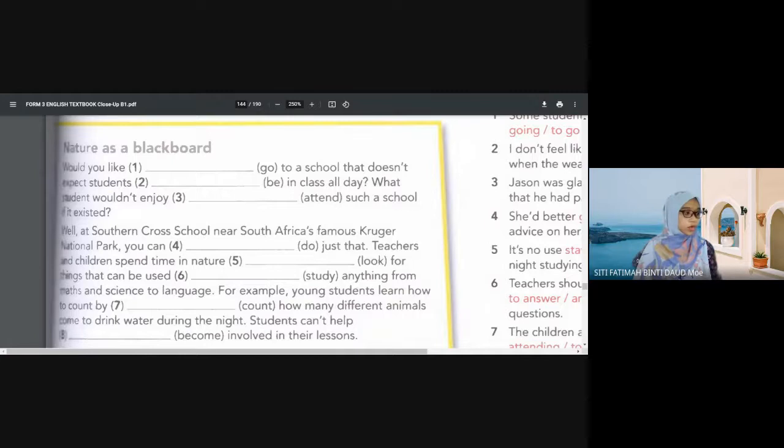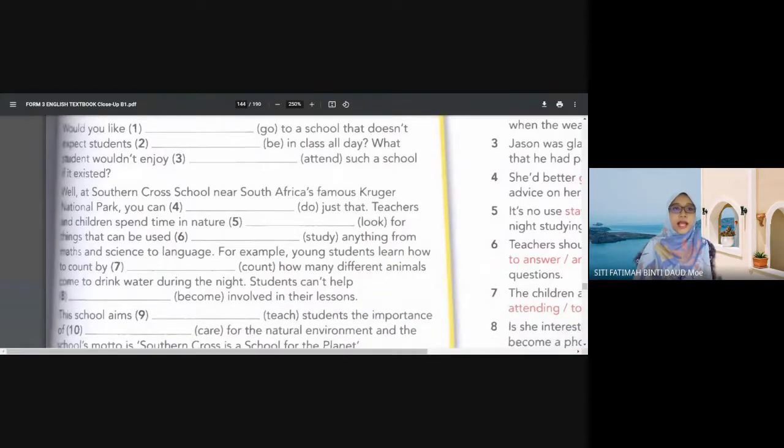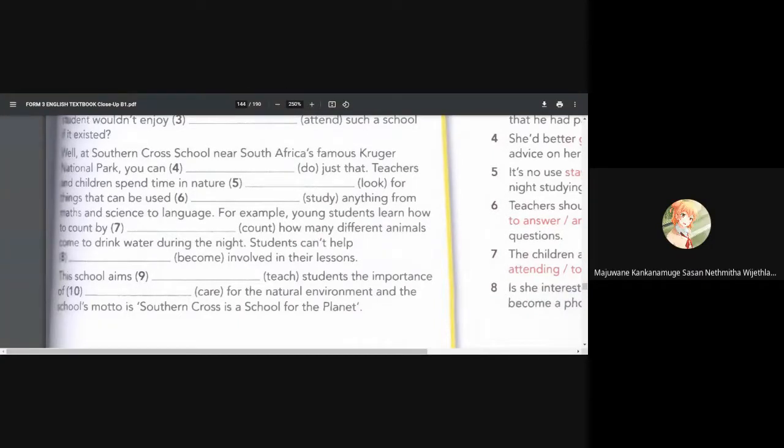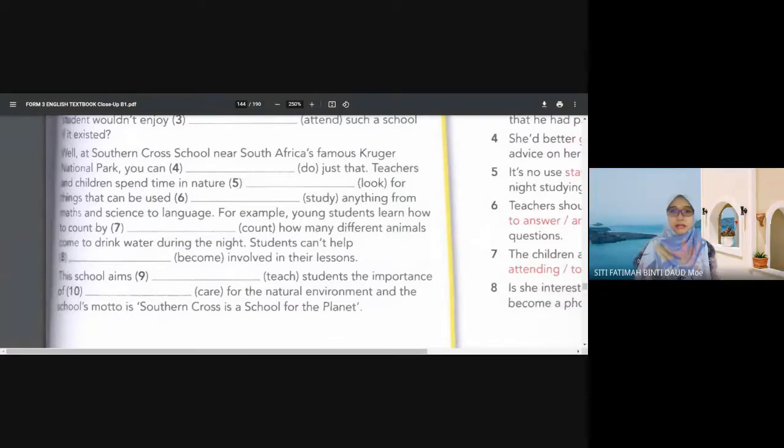Jika ia wujud. Well, at Southern Cross School near South Africa's famous Kruger National Park, you can do or doing just that. I give you a choice. You can, after can must be do, root word. So you can do what? Do. Very good. You can do just that.